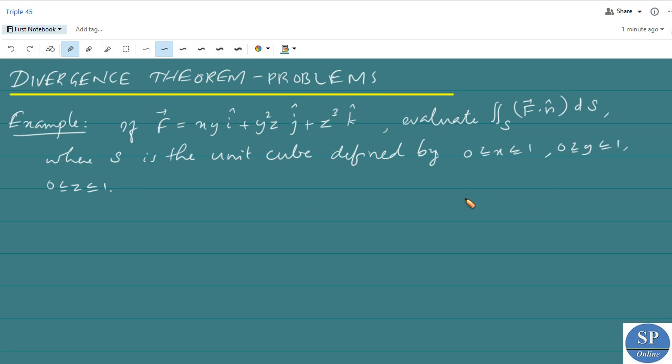So here our s is actually the unit cube defined by these, that is x varies from 0 to 1, y varies from 0 to 1, and z varies from 0 to 1.